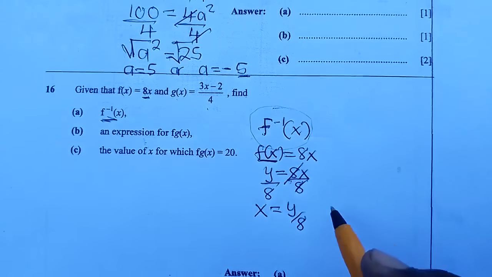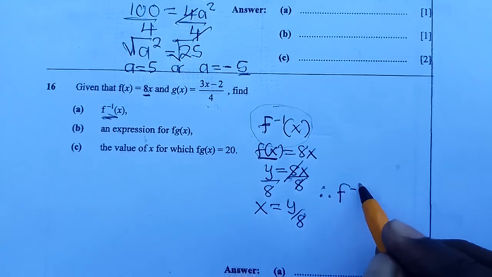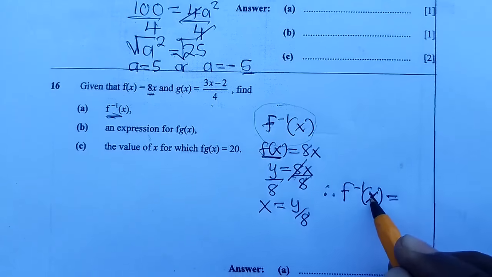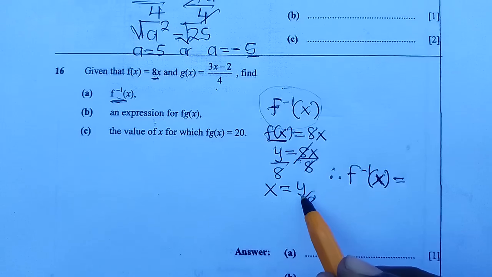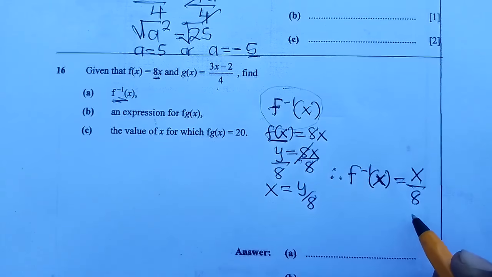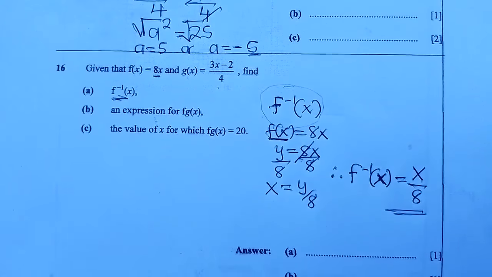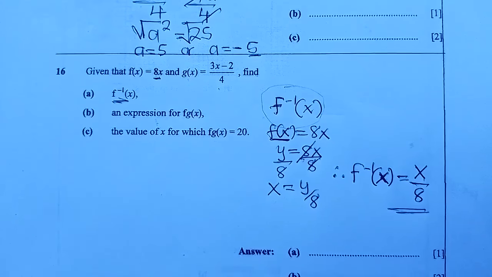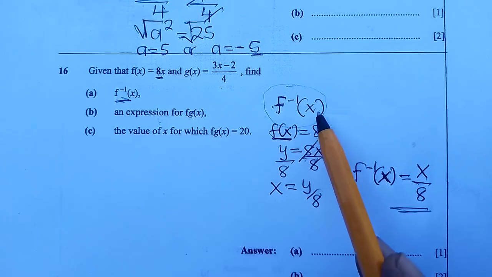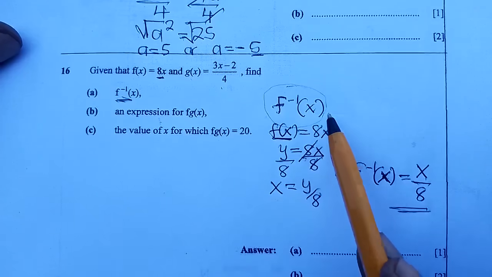So you've made x the subject of the formula. Now f inverse of x is equal to, have you seen I've put x here, showing that where there is y, I put x. So this is x over 8. This is your answer. This is how you need to work that out. So the first thing is you find the inverse of that one.